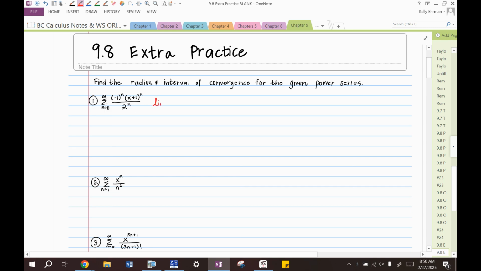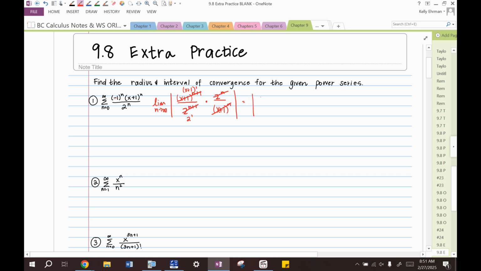So first I'm going to do the limit as n approaches infinity of the absolute value. So that ignores the negative 1 to the n of the n plus 1th term divided by the nth term, so multiplied by the reciprocal of the nth term. All right, so cancel things out. So 2 to the n over 2 to the n plus 1 leaves me with a 2 to the first in the bottom. X plus 1 to the n plus 1 over x plus 1 to the n leaves me with x plus 1 to the first.